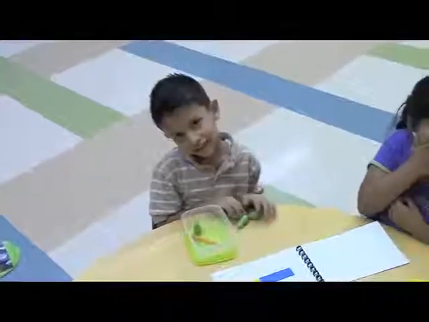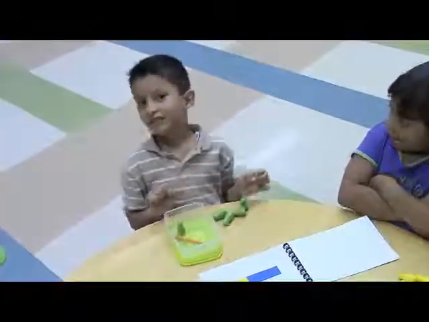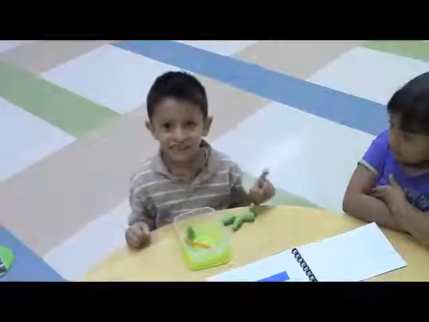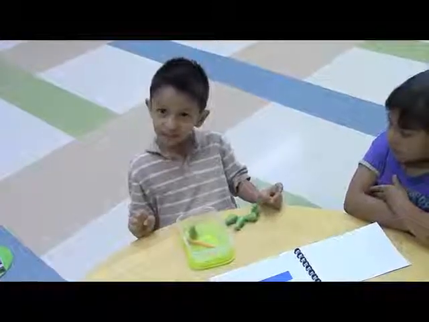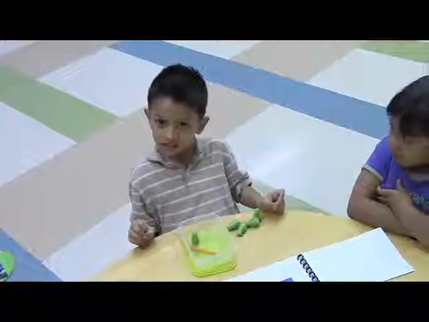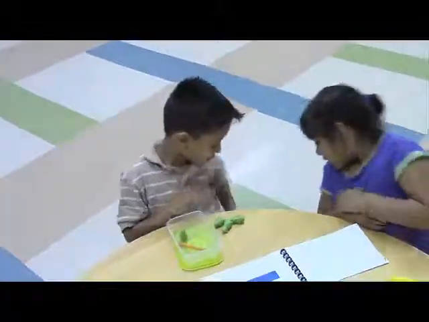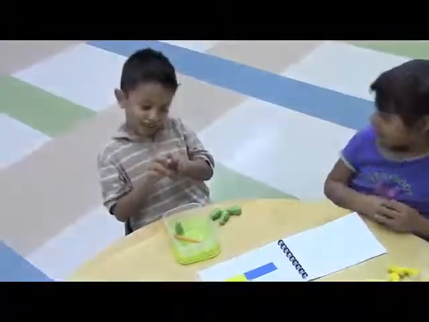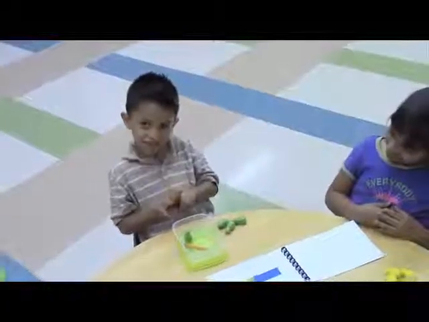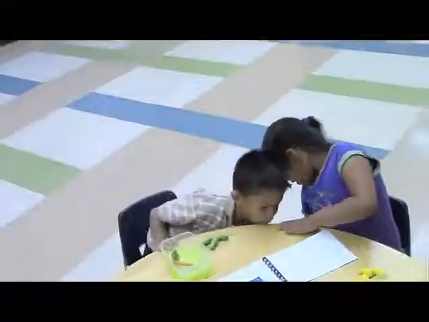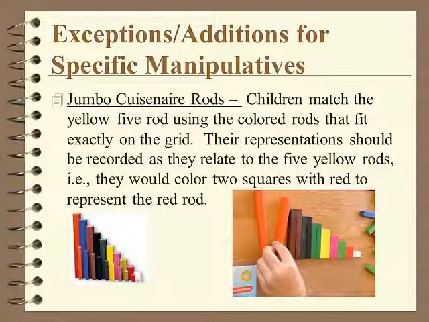Okay, Josue, tell me one way to make 5. 1 and 4. 1 and 4, put it together. How many now? 5. 5. Very good. Thank you.